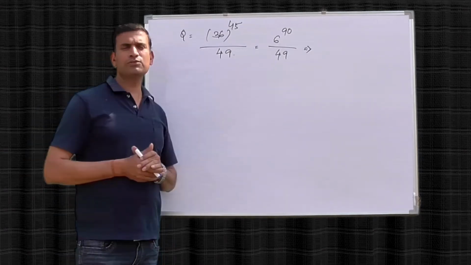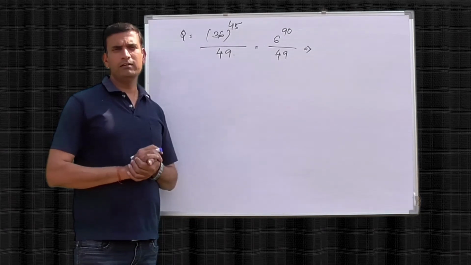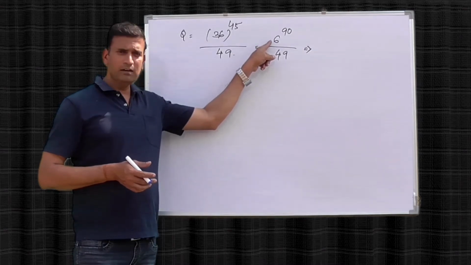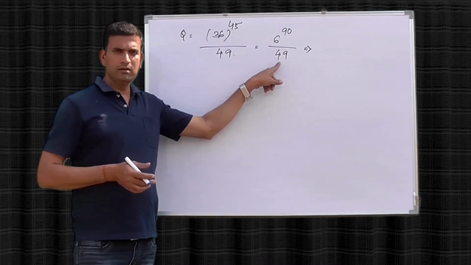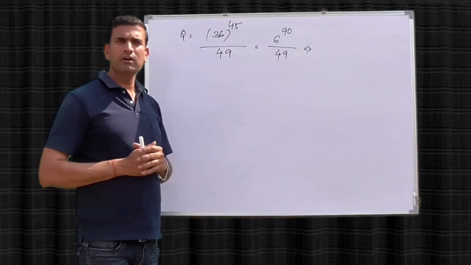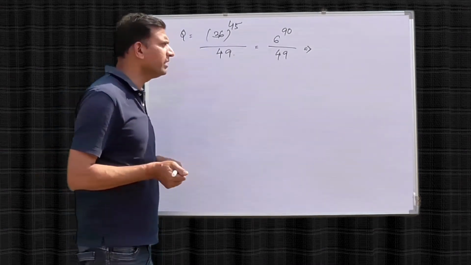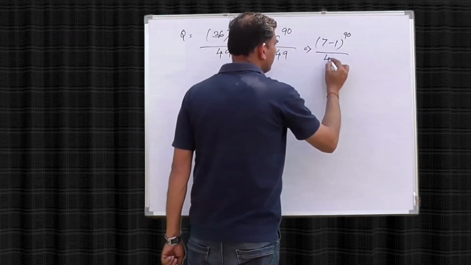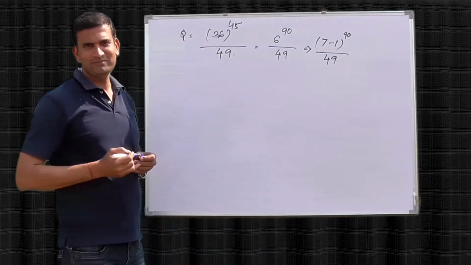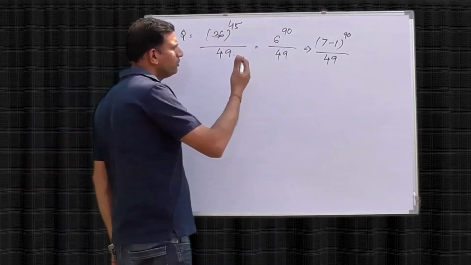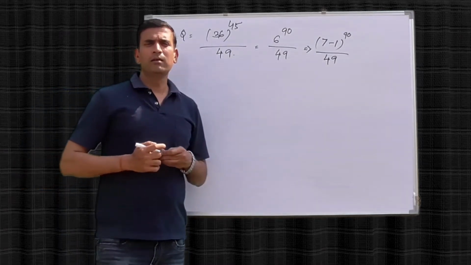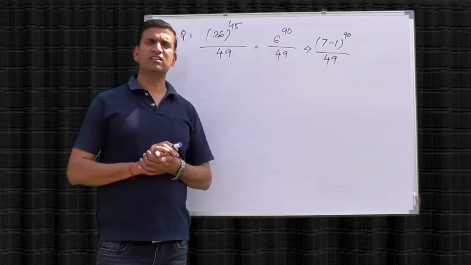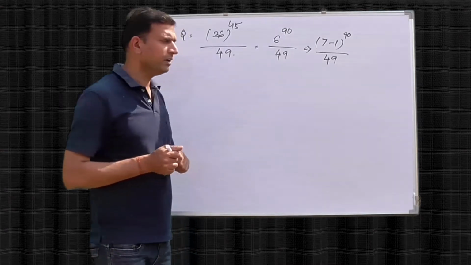Okay. Now 6 to the power 90 divided by 49 can be written as follows. We know that 7 square is 49. So here 6 can be written as 7 minus 1. So 6 to the power 90 can be written as 7 minus 1 to the power 90 divided by 49. Now this 7 minus 1 to the power 90, by binomial expansion we can write it in expansion form. I'll give you the idea.